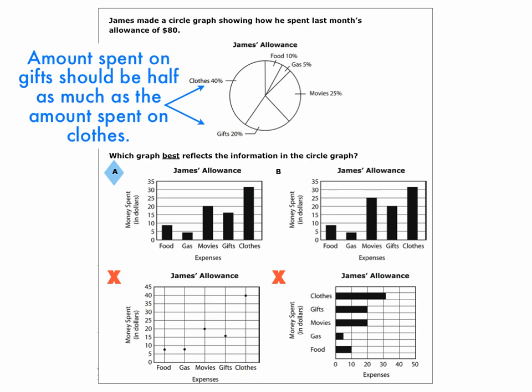Like I said, you could go and actually find the amount of money spent in each category, or you can look at the relationship between the percentages and figure out how that would correspond to the relationship with the bars. So my best answer here is A.